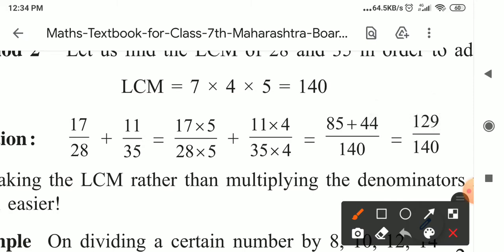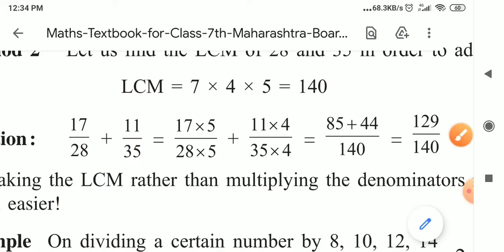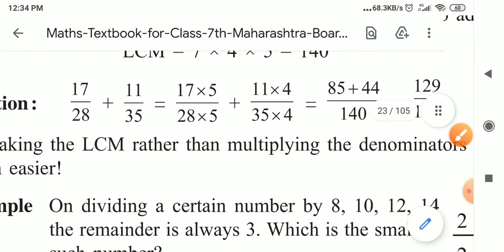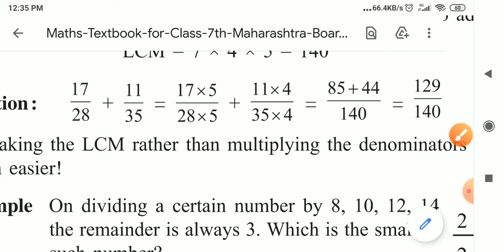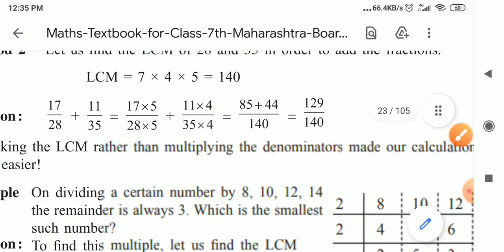Now the next step of our example is that we have to convert our denominator into 140, the LCM. 28 5s are 140, and 35 4s are 140. So we have to multiply the fraction 17 upon 28 with 5, because 28 5s are 140, and 11 into 4 upon 35 into 4, because 35 4s are 140, and then you will get the answer very easily.